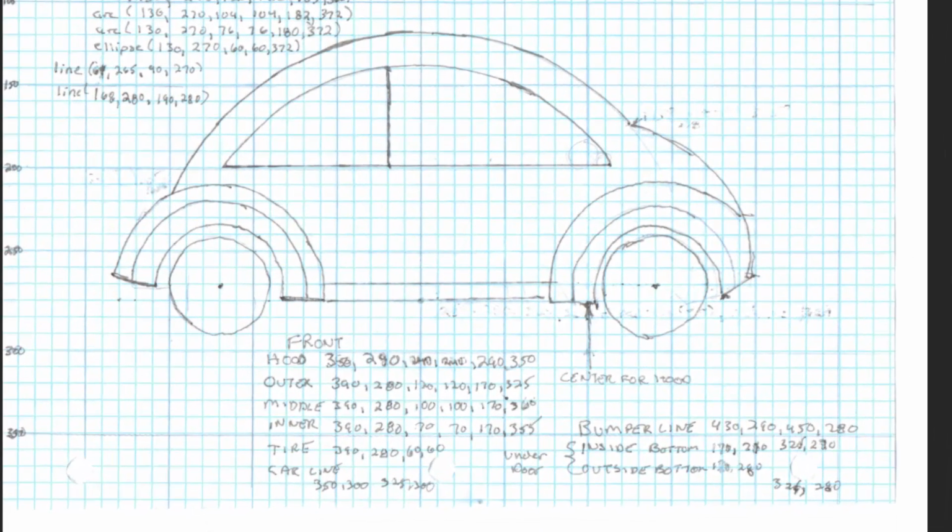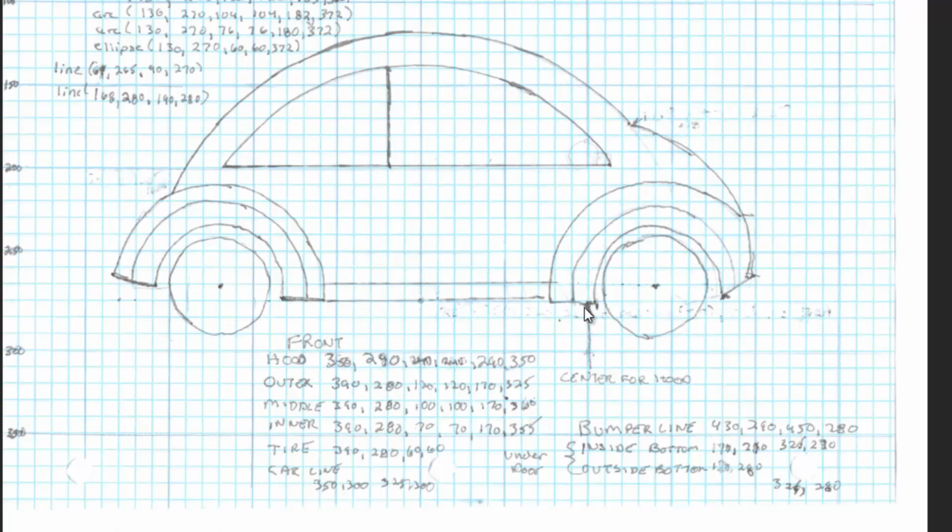So now it's time to finish the bug. We're going to figure out the front hood, the tire, the 3 lines for the front wheel well, the lines that connect those lines, and draw these last 2 lines at the bottom of the car. So we started with the hood.